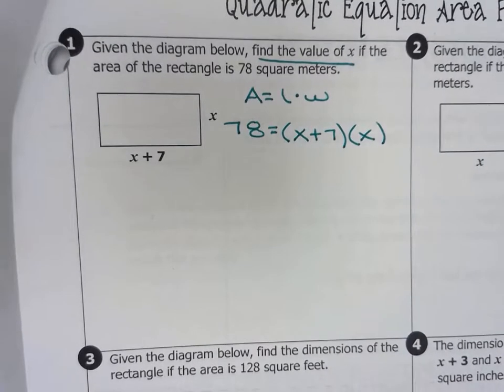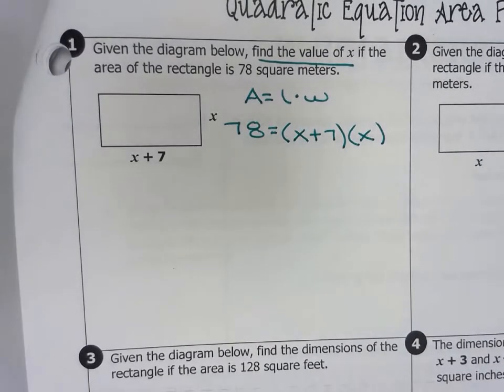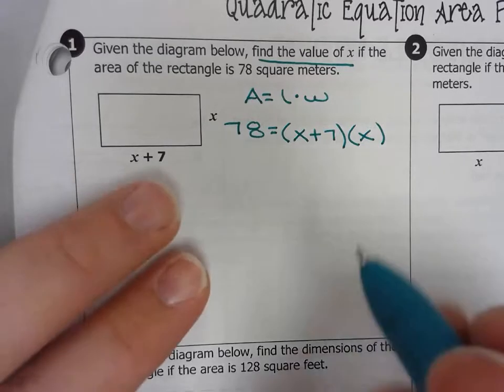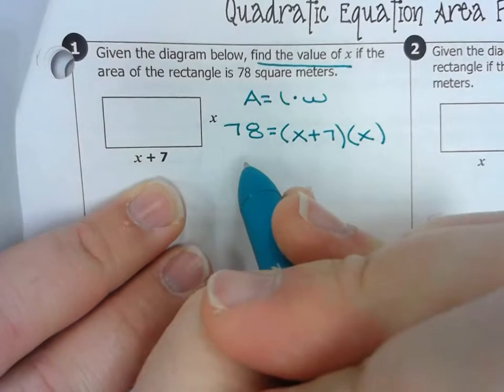So set up your formula from what they give you. Don't make it harder than it is. They give you the area, 78. They give you the length and the width, x plus 7 and x. Now I want to find the value of x. I want to solve for x. So if I look at my equation, what would be the first thing I would need to do to solve for x? I can't minus 7 yet.